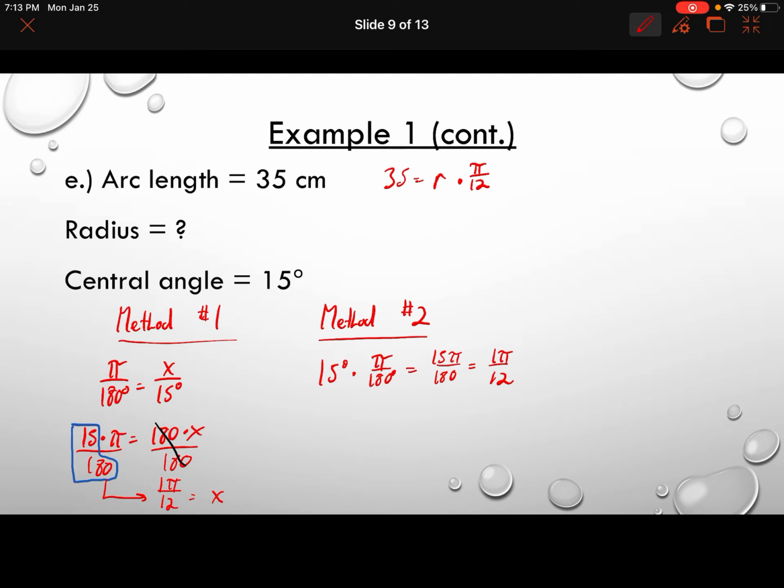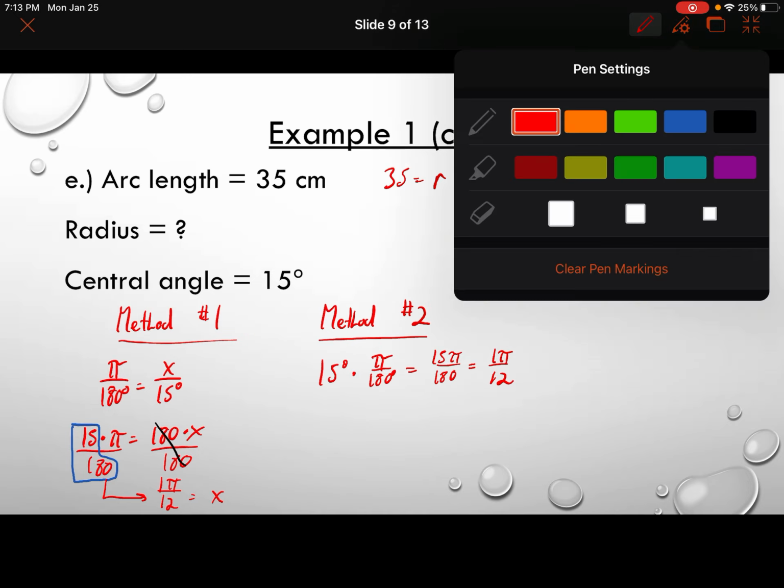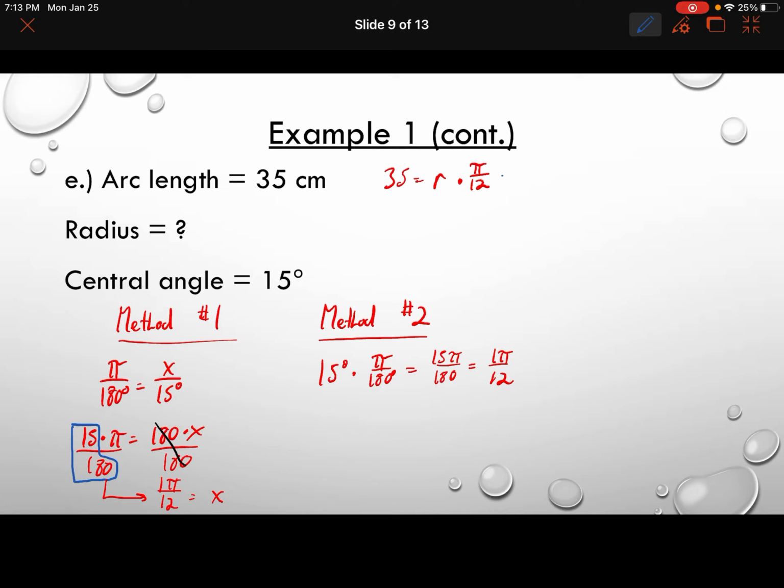Okay, so now we have to solve for r. At this point, it's similar to those first two problems that we tried out. So the way I'm going to do it is I'm going to multiply both sides by 12.